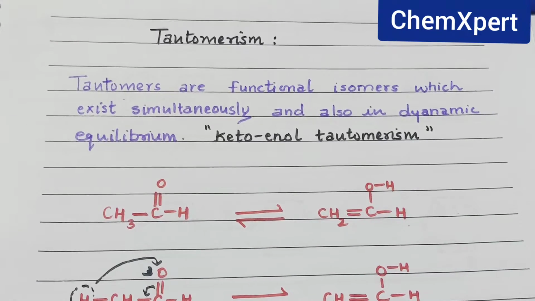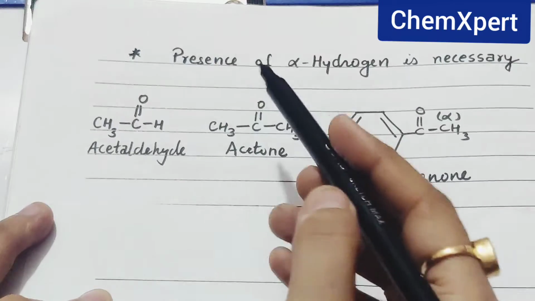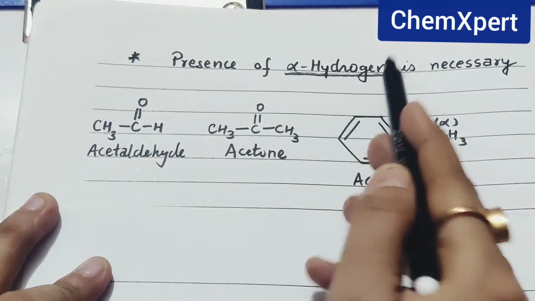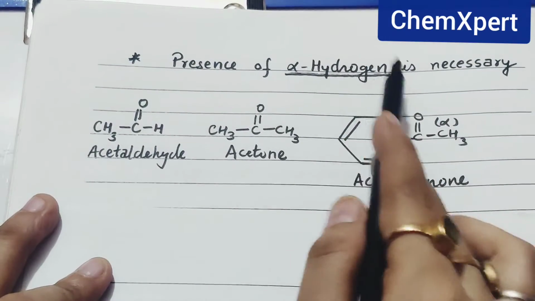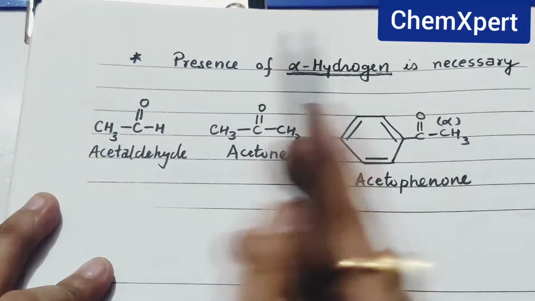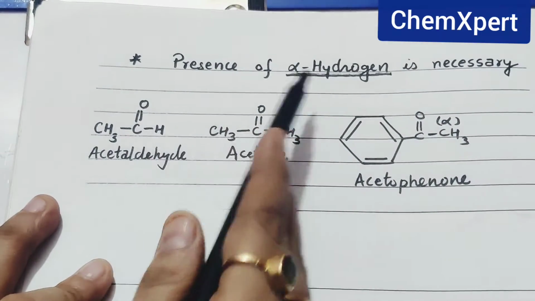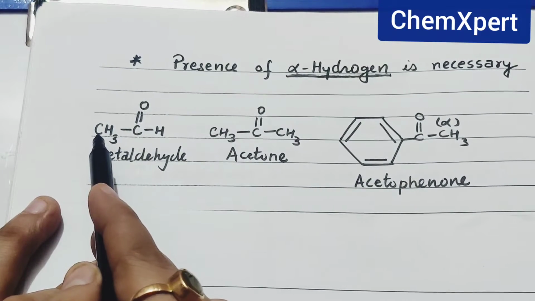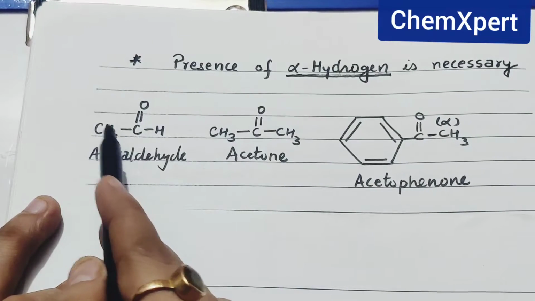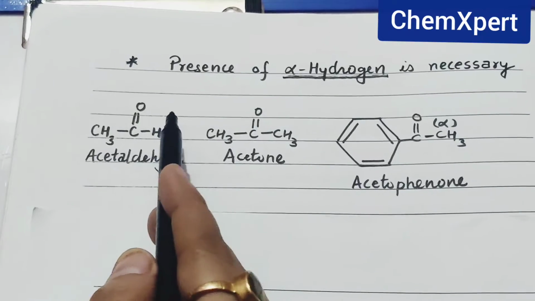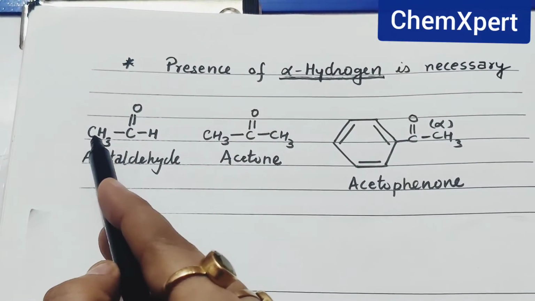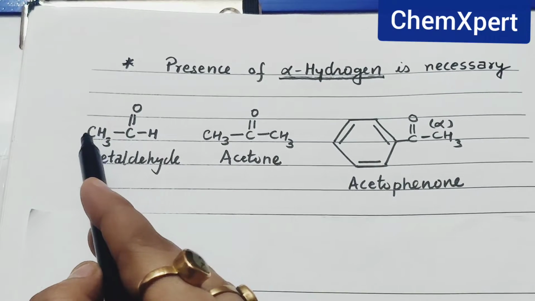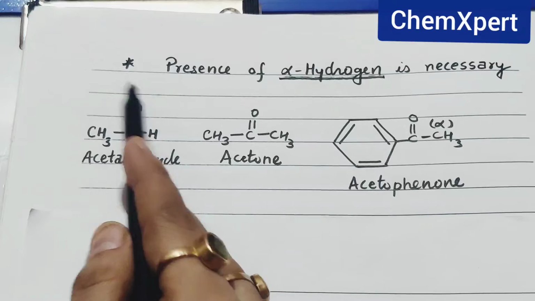Now one of the important points to show keto enol tautomerism is that the presence of alpha hydrogen is necessary. That alpha hydrogen must be present in that compound. Now for example, this is the aldehyde, but it contains an alpha hydrogen here. This is the carbonyl, and the carbon attached to the carbonyl is the alpha carbon, and the hydrogen attached to this carbon is known as alpha hydrogen. Meaning the carbon which is attached to the functional group is called the alpha carbon. So here this CH3 carbon is the alpha carbon, and the hydrogen attached to it will become the alpha hydrogen.